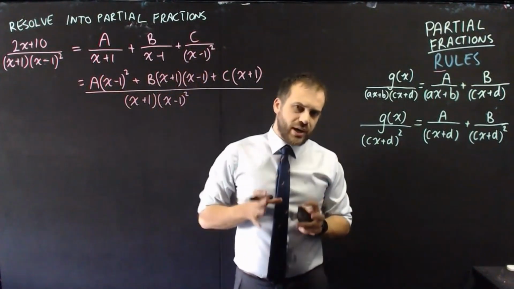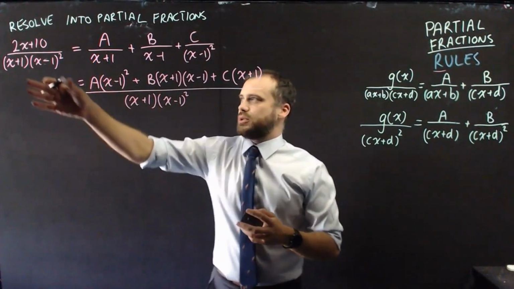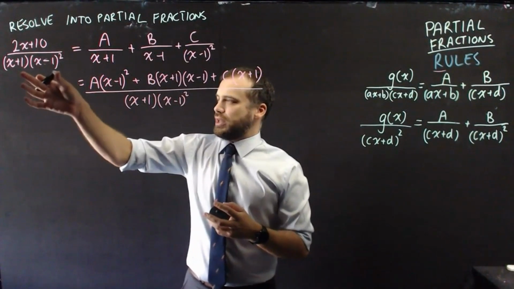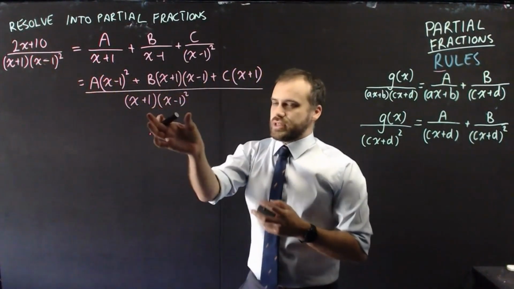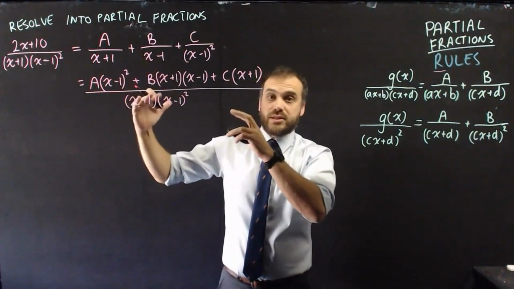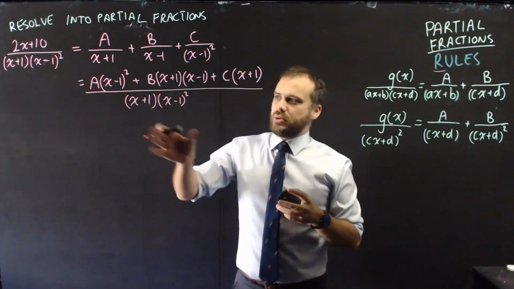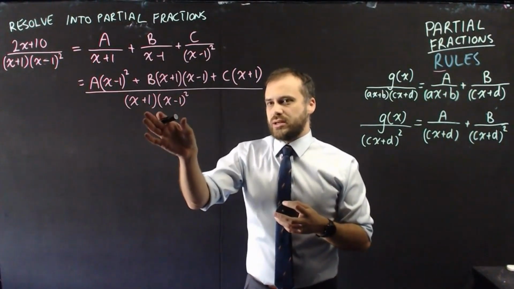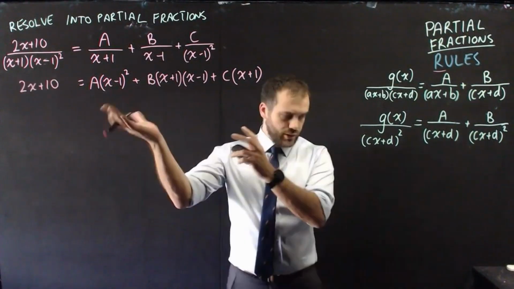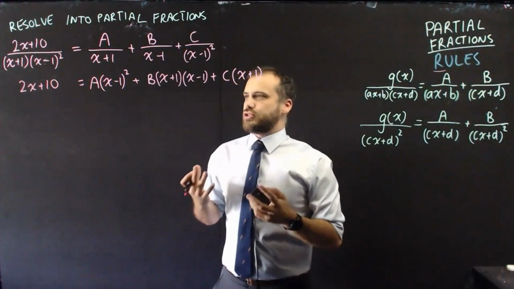Now, when it comes to partial fractions, the next step I'm going to do is say, well, if the left-hand side is this over this, and the right-hand side is this over this, then the numerators must be the same because the denominators are the same. We do this so often with partial fractions that we can just skip the step where we show the denominator and jump straight to this. Numerator equals numerator.